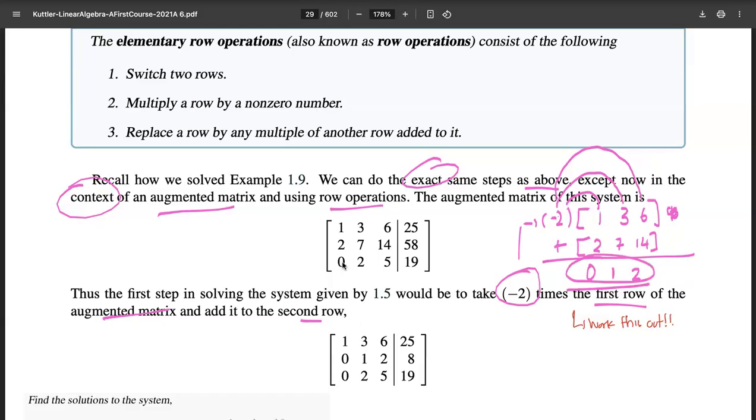For the constant side, we would have -2 times 25 plus 58. So that would give us 8, right? So that would be on the constant side.